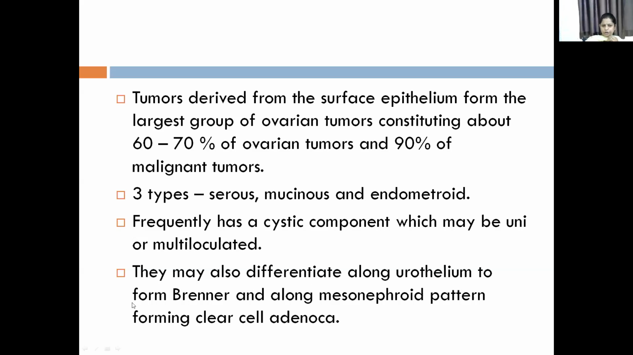Serous, mucinous, endometrioid. They may also differentiate along the urothelium. Urothelium is the epithelium lining the urinary bladder. So, when it is differentiated along the urothelium, it is called a Brenner tumor. And if it differentiates along the mesonephroid pattern, it forms the clear cell adenocarcinoma.